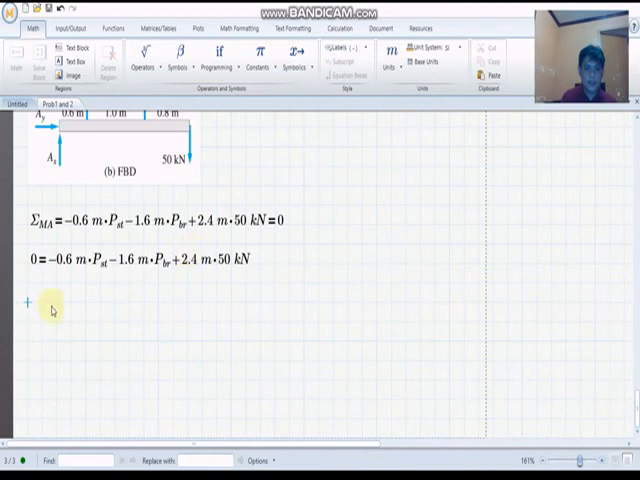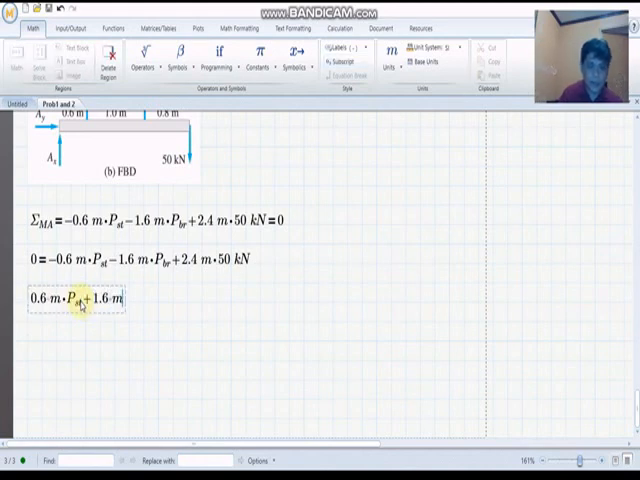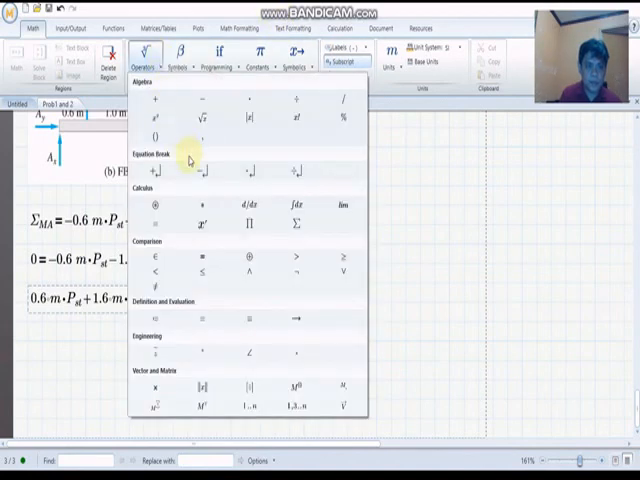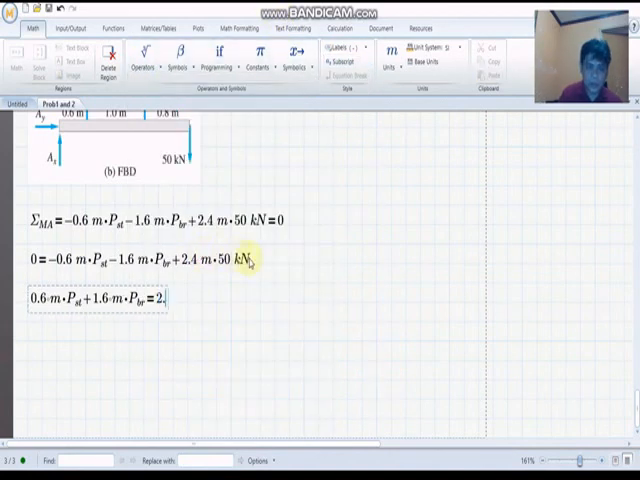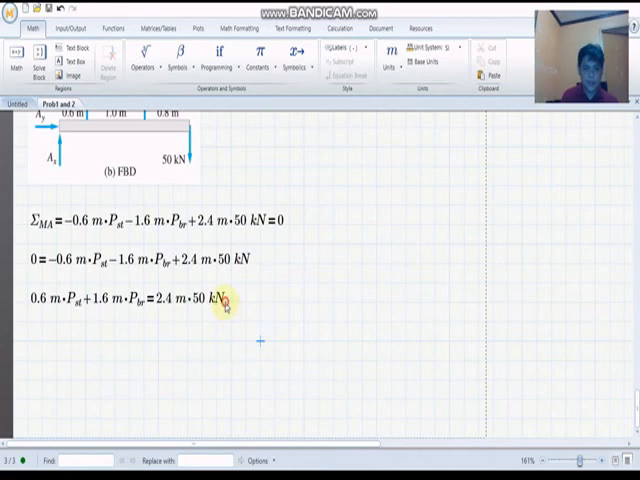Let us rewrite now the equation. So we can have 0.6 meters PST as 1.6 meters times PBR is equals to 2.4 meters times 50 kN.